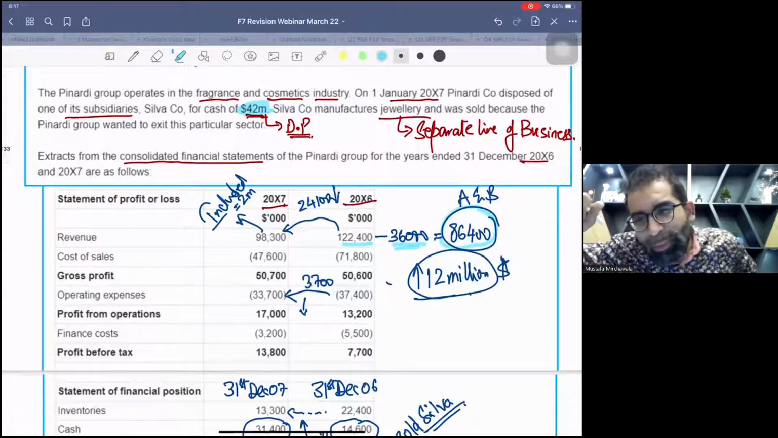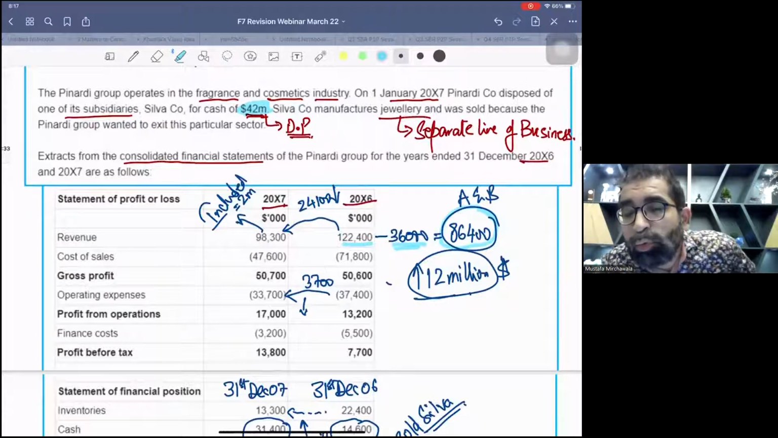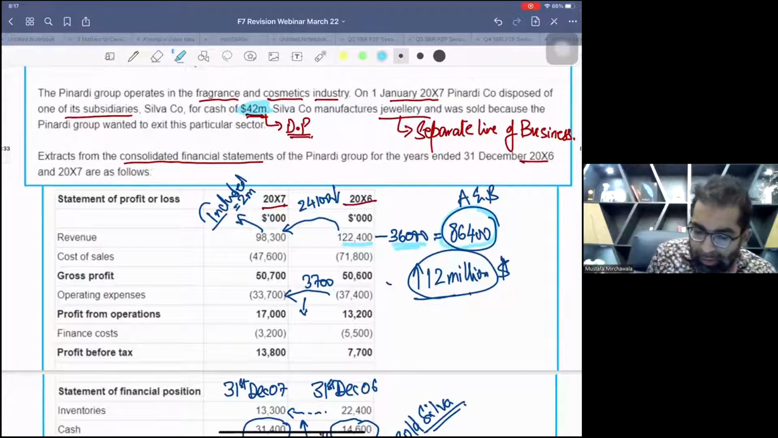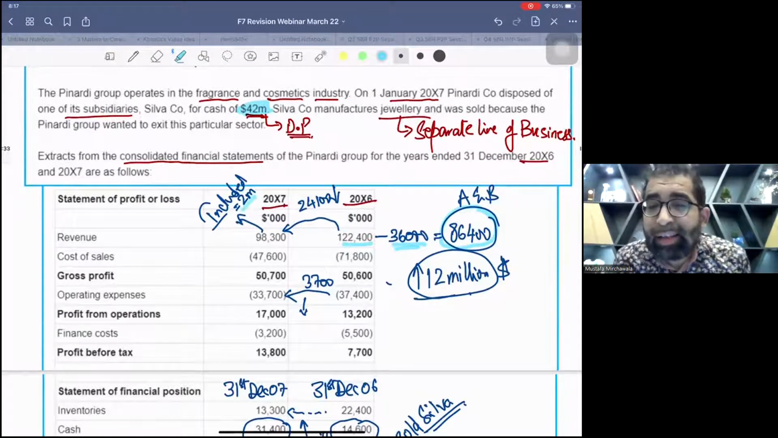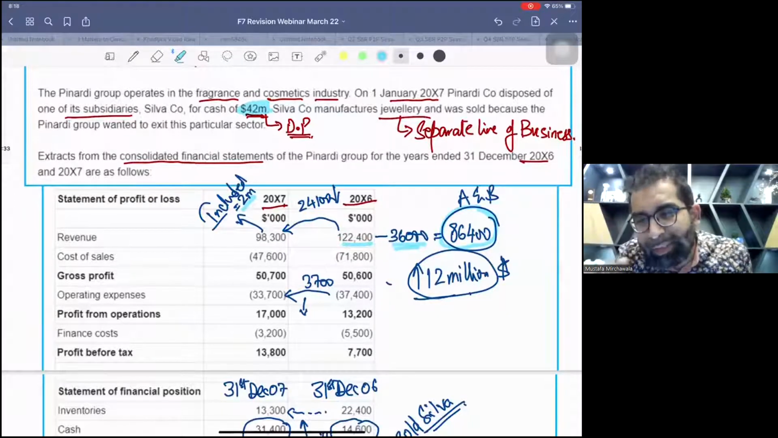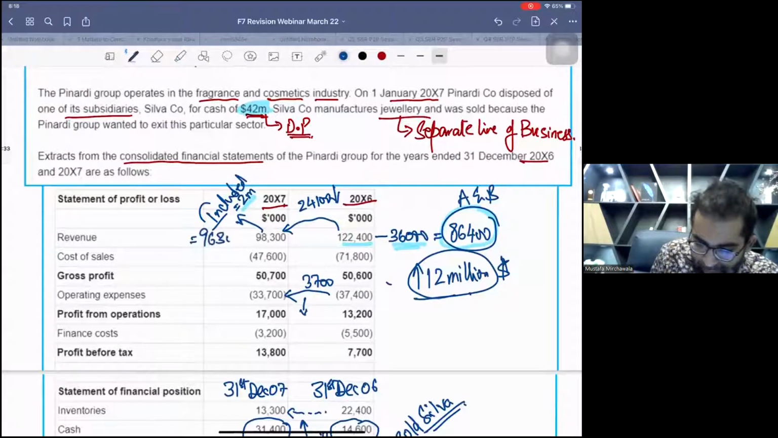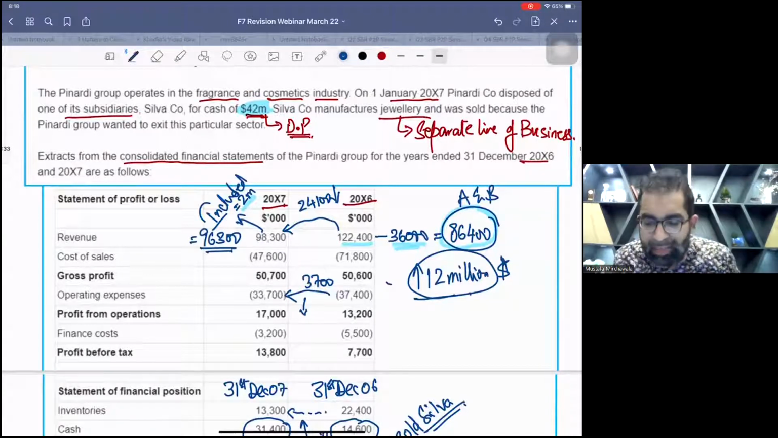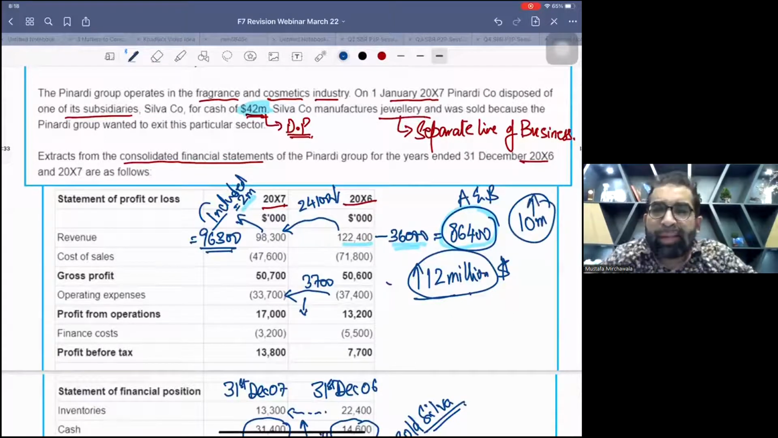So when you remove Silva's revenue in the last year, you should remove Silva revenue from the current year. In this 98,300, 2 million, meaning 2,000, is still related to Silva. If you remove this Silva from 2007, the answer will be 96,300. Now can you compare 86,400 with 96,300? It will be around 10 million. So if you do a pure like-with-like comparison of last year and this year, removing Silva, there is a pure increase of 10 million in the revenue, which is not bad. That means our existing sectors are also good.